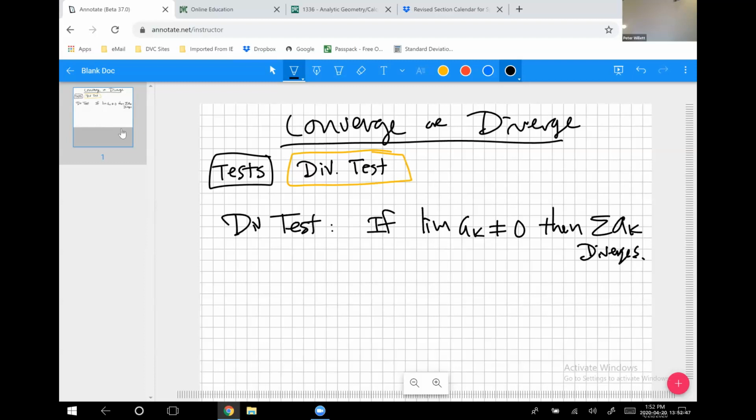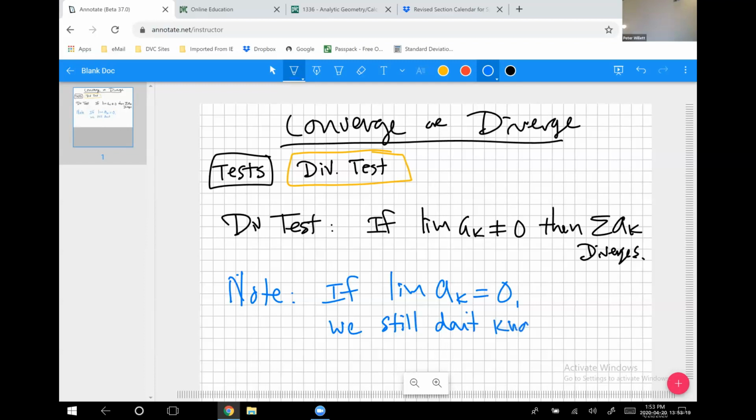Now, we have to be clear, this is just a one-way implication. It does not mean that if the terms do go to 0, then it converges. We don't know that. So note, if the limit of the a sub k's is equal to 0, we still don't know. Converge or diverge.